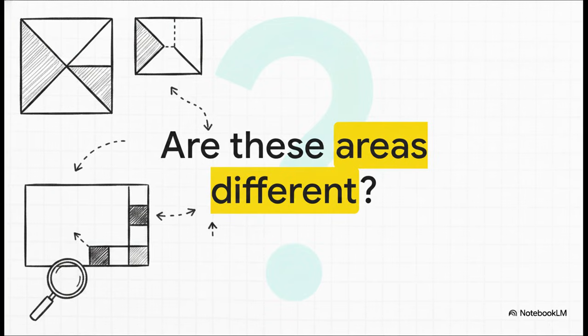But hold on a second. 5 times 13 divided by 2 would be 32.5. And if you look at the rectangle bounding it, the area of the whole shape appears to be 65. Wait, how did the exact same pieces magically gain an extra square unit of area? Are these areas actually different?